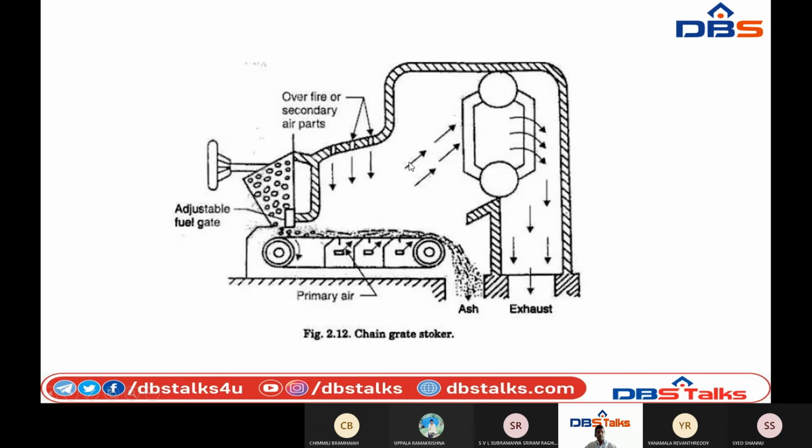Above 200 tons per hour, it is not suitable. These are the disadvantages of the chain grate stoker. Advantages are simple in construction, capital cost is less, running costs and maintenance costs are very less, and self-cleaning. Coming to disadvantages, preheated air temperatures are required, above 200 tons per hour it is not suitable, and clinker effects are high in chain grate stokers.